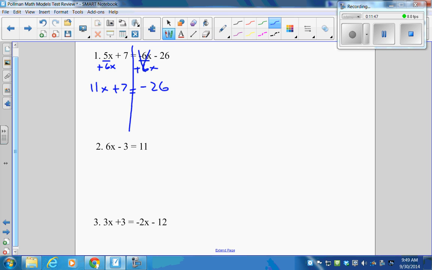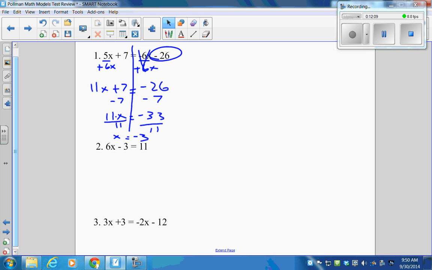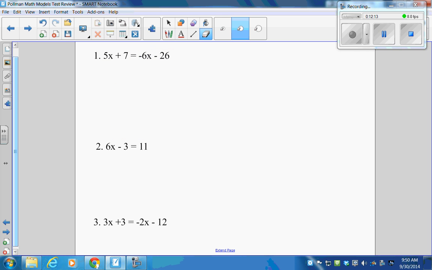The only place you'll get lost on this test is you forget your negatives. So gotta get x by itself, so gotta get rid of that 7. Minus 7, minus 7. Again, negatives are where people have a hard time. Negative 26 minus 7 is negative 33. The x and the 11 are multiplying. The opposite of times is divide. And you have negative 3 equals x. I went through that so fast. If that confuses you, please see me right away.